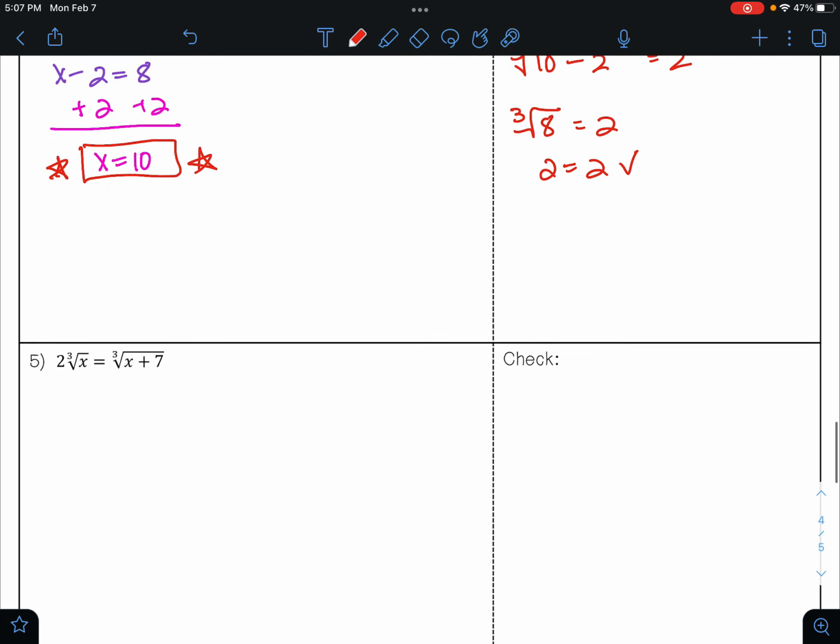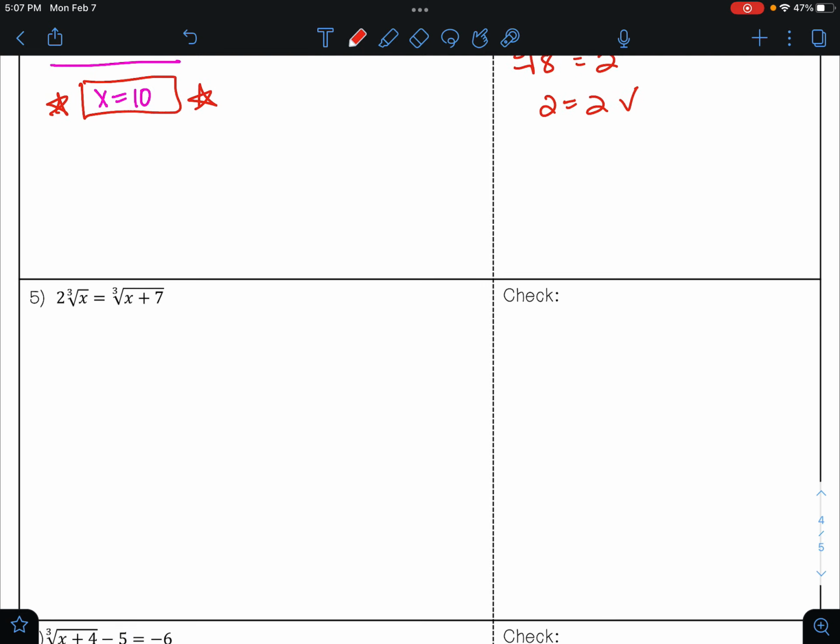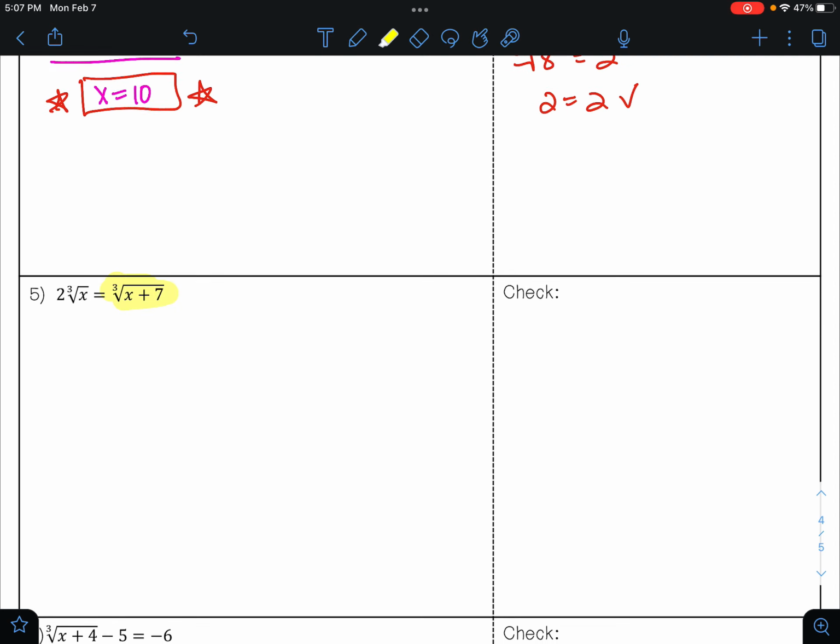On example 5, we have 2 cube roots. The one on the right is isolated, so we can go ahead and cube both sides. 2 cubed is 8. The cube undoes the cube root, and that leaves us with x. So if we wanted to, we could rewrite this as 8x. On the right-hand side, we have the cube root of x plus 7 being raised to the third power. The exponent of 3 undoes the cube root, and that leaves me with x plus 7.